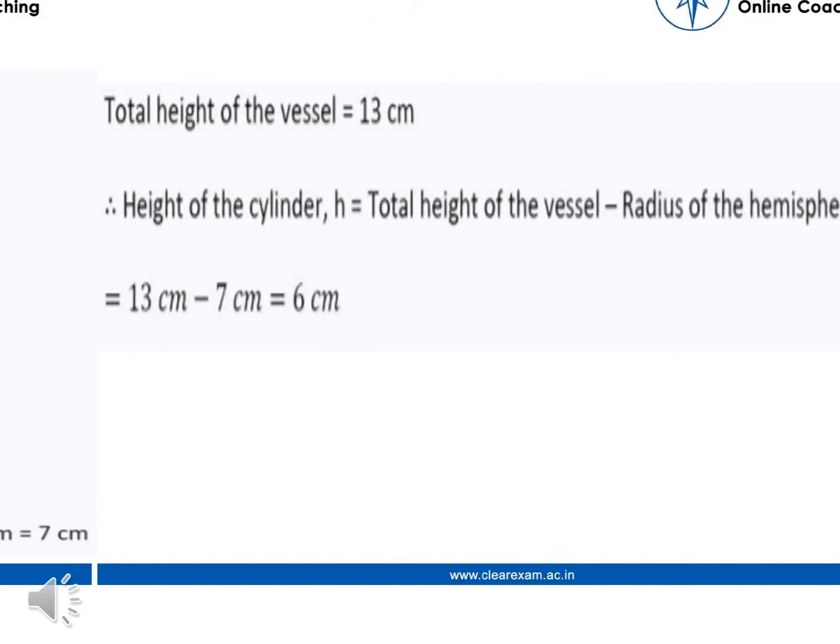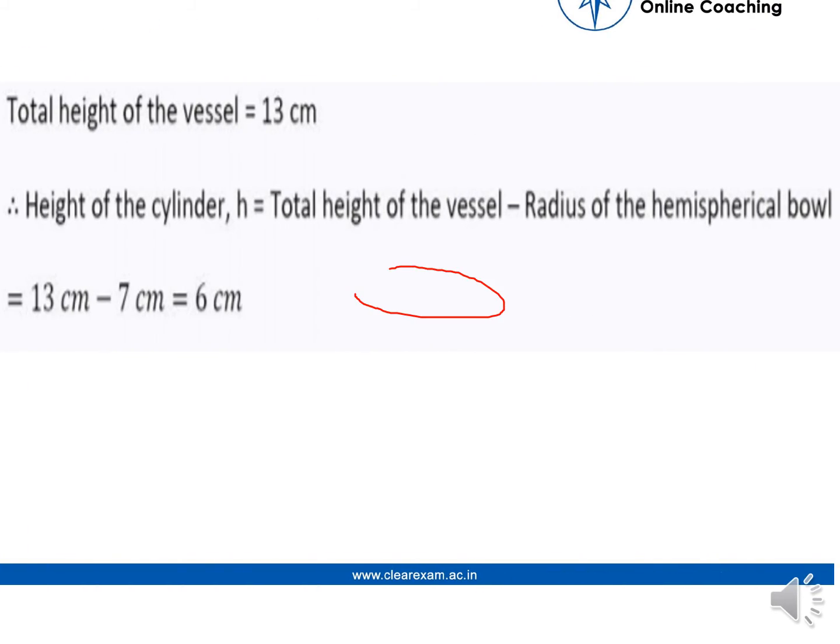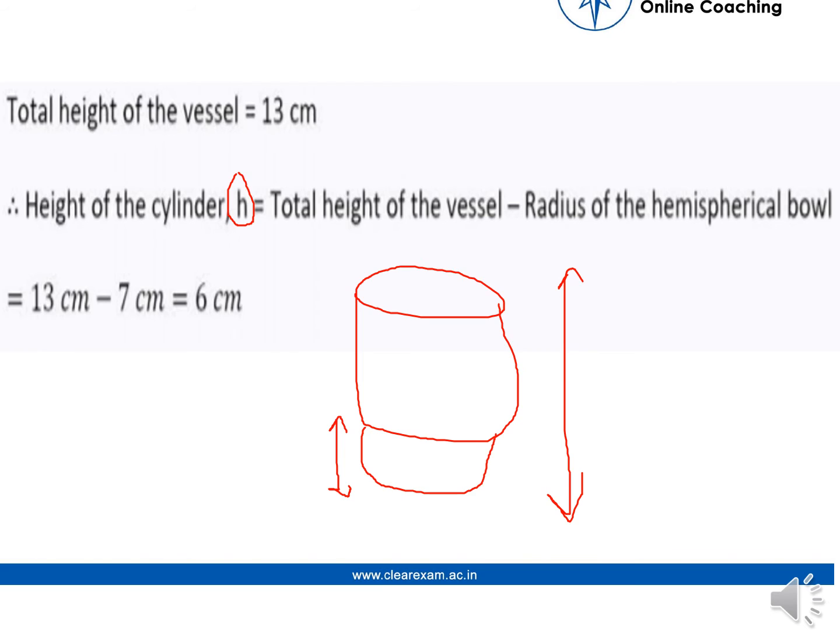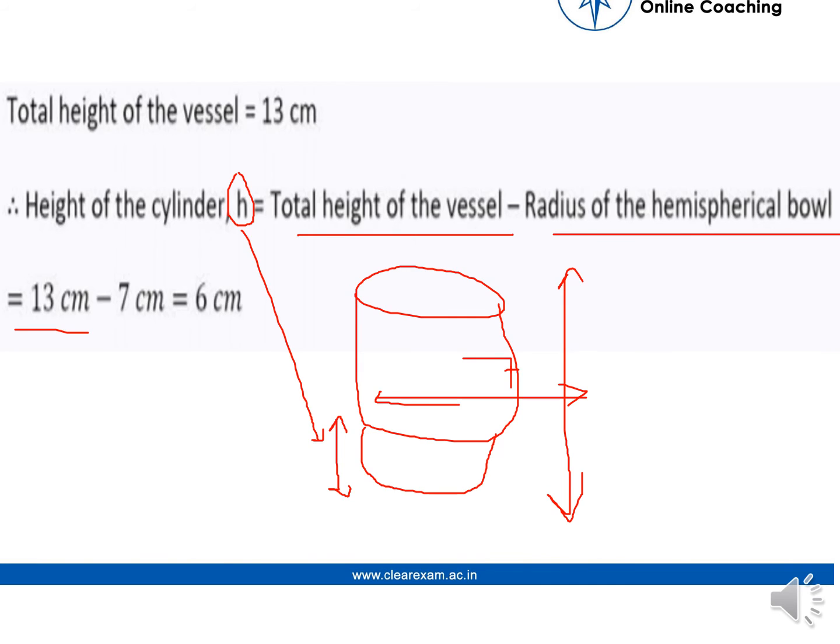Let's see. So we had that cylinder and this hollow vessel. We need to find this height. So this height is equal to the total height of the vessel, that is 13 centimeter, minus the radius of the hemispherical bowl. The diameter was 14, so the radius becomes 7. Radius is half of the diameter. So the radius becomes 7, and 6 centimeter is the height.